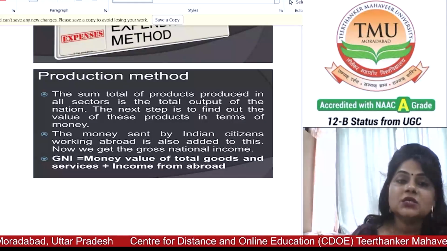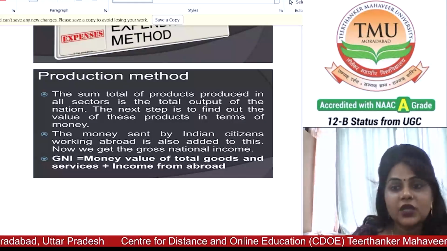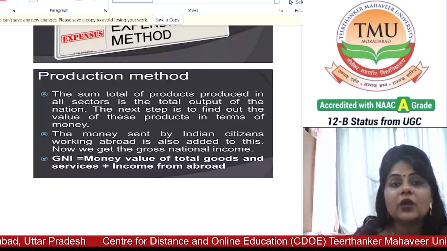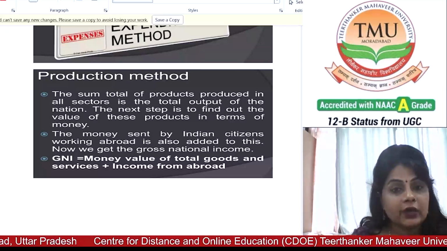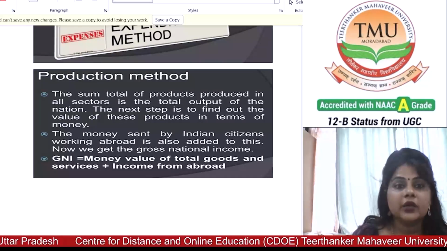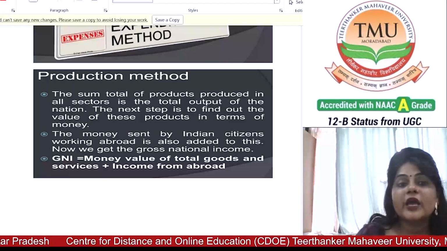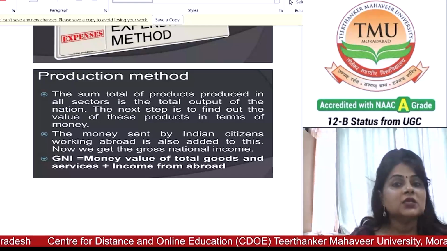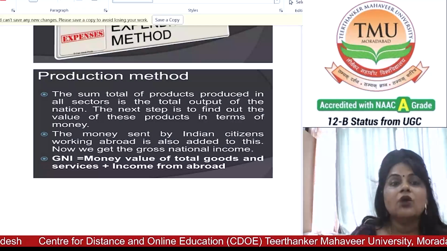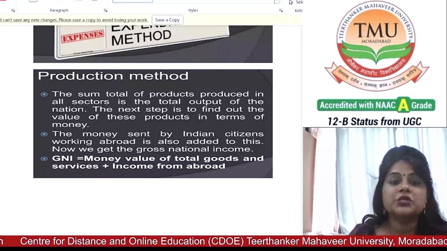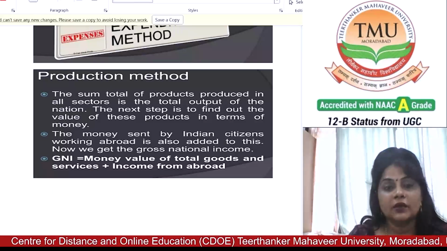Next, change in stock or inventory must be included. The change in the value of opening and closing stock inventory is also included in the calculation of national income. In other words, the net increase in the inventory of an economy is included as a part of the total output in the national income.